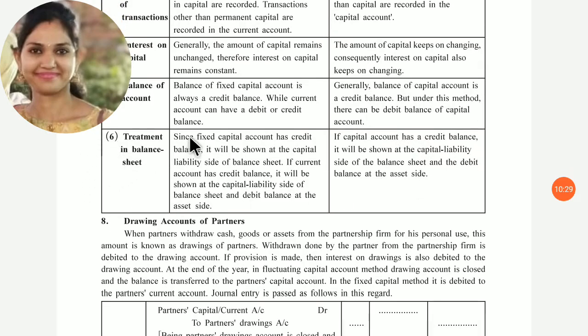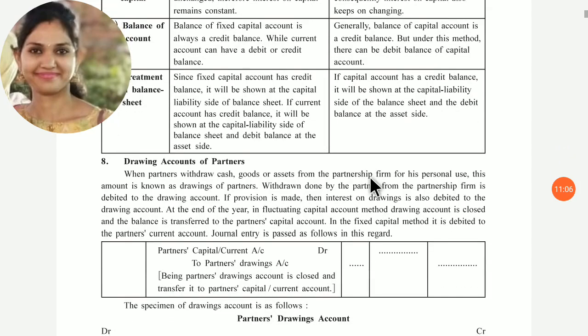Treatment in the balance sheet. Since the fixed capital account has a credit balance, it will be shown on the capital liability side of the balance sheet. We know that in the final accounts, in the balance sheet, we show the capital on the liability side. If the current account has a credit balance, it will be shown on the liability side of the balance sheet, and a debit balance on the asset side. If the capital account has a credit balance, it will be shown on the liability side of the balance sheet and a debit balance on the asset side, right girls?